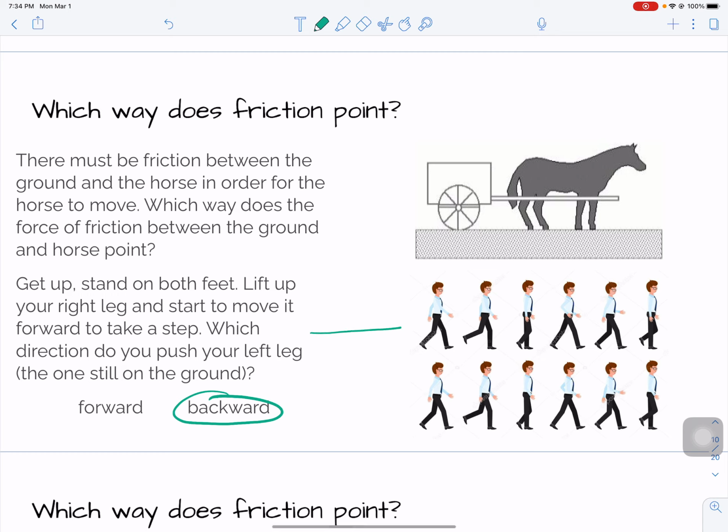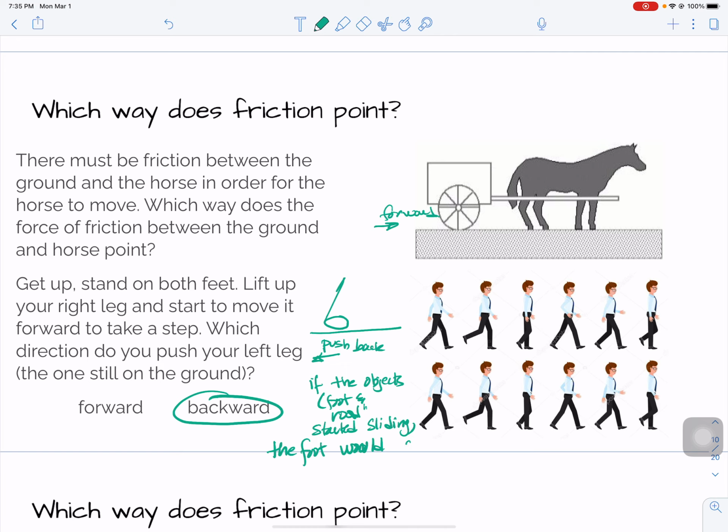So here's the surface, and if this way is forward, and here's my foot, and here's my right leg. Okay, I'm just going to ignore this leg. So if I want to go forward, I actually have to push back, like on my toes, which means if I think about the surfaces sliding, so foot and road, if they started sliding, the foot would slide backwards.